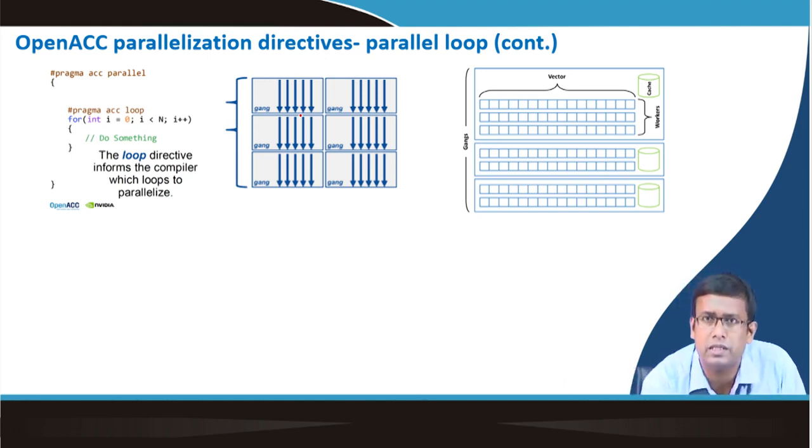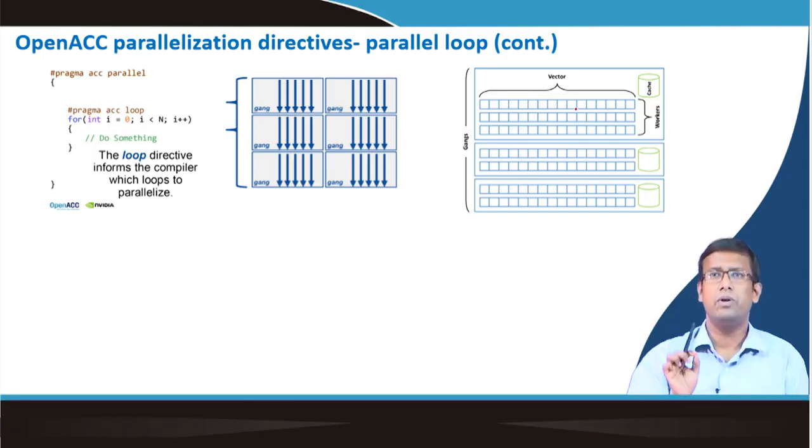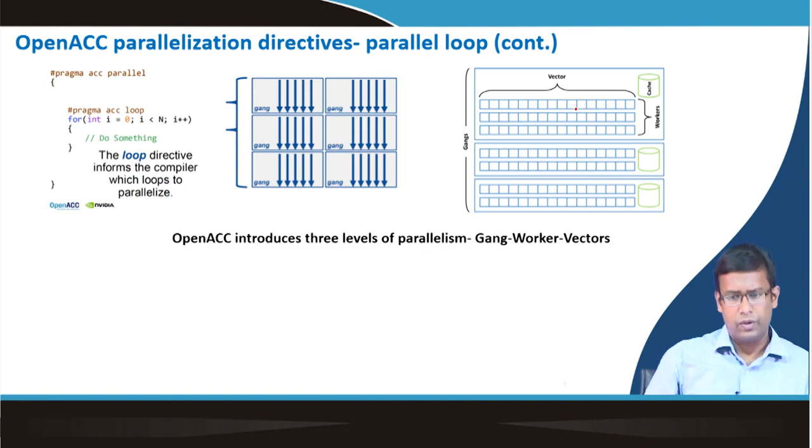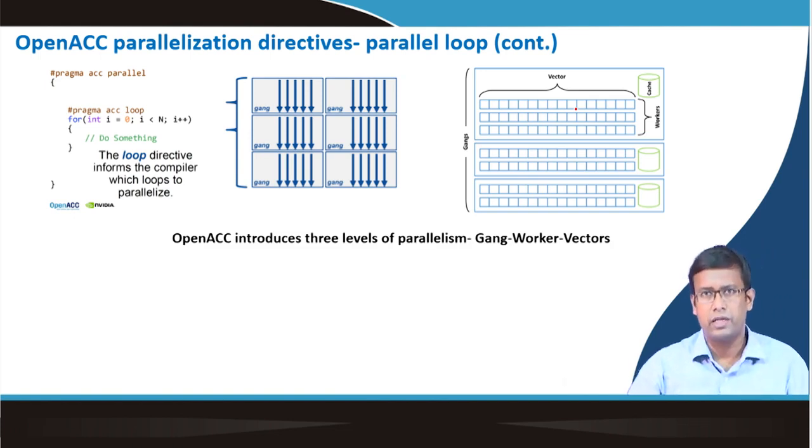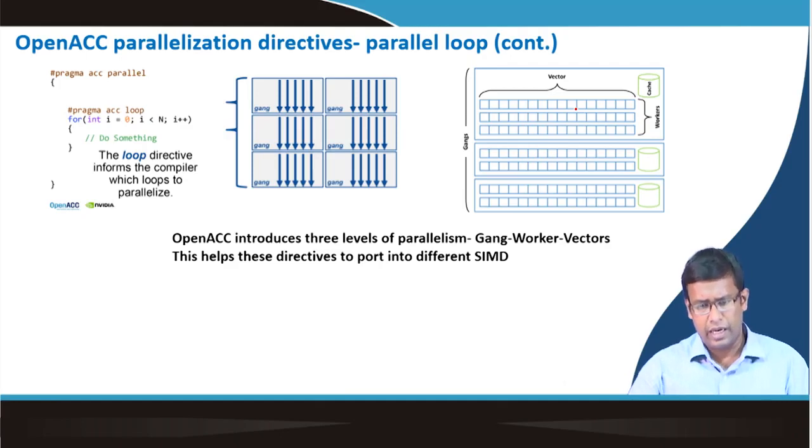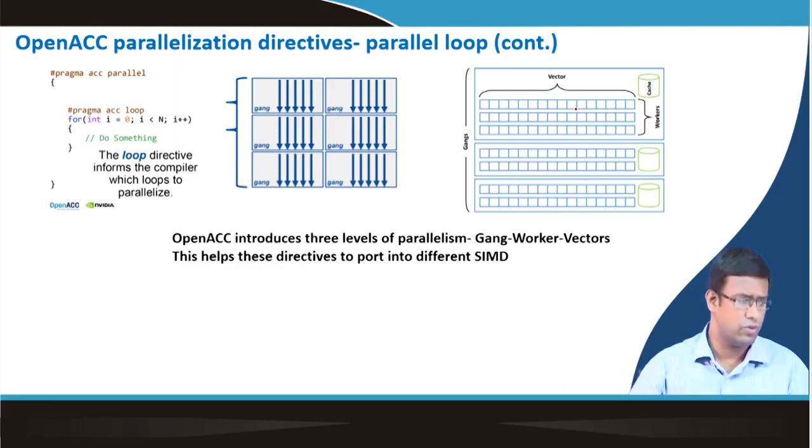OpenACC has its own paradigm of parallelization, its own hierarchy. The gang is the largest unit of parallelization. There will be multiple gangs, each working in parallel. Inside each gang there are workers. Workers are the next level of parallelization, and all the workers share the same cache. Inside the worker there are many vectors, and vectors are the units of parallelization. OpenACC introduces these three levels of parallelization: gang, worker, vector. This helps these directives port to different SIMD architectures, from multi-cores to GPUs.